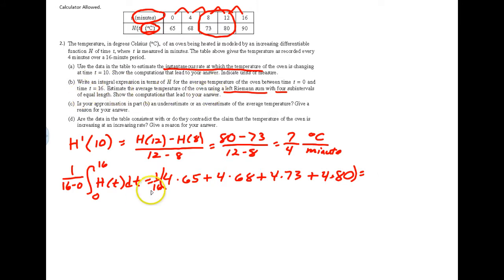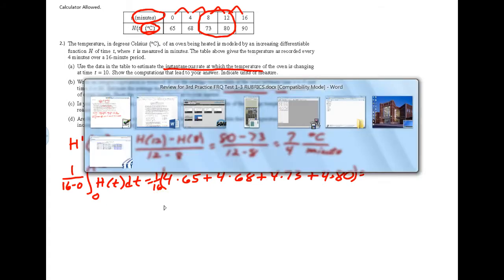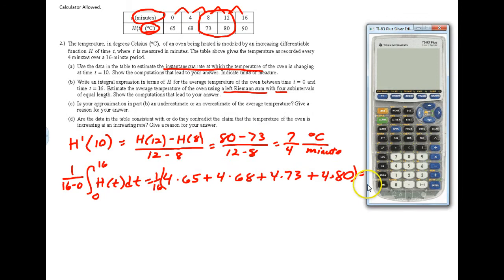Now, if you do a calculation, you've got to use logic here and make sure that the average actually is somewhere in this range here, 65 to 90. All right, so this is a calculator question, so you can simplify the work here and use your calculator. We use our calculator: 4 times 65 plus 4 times 68 plus 4 times 73 plus 4 times 80.